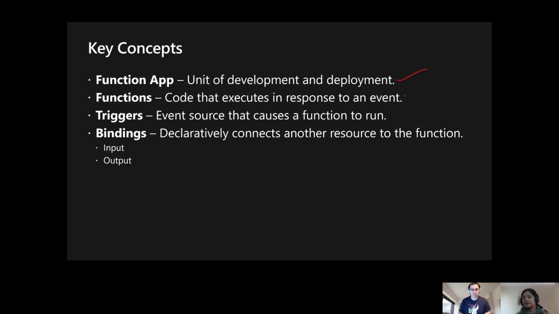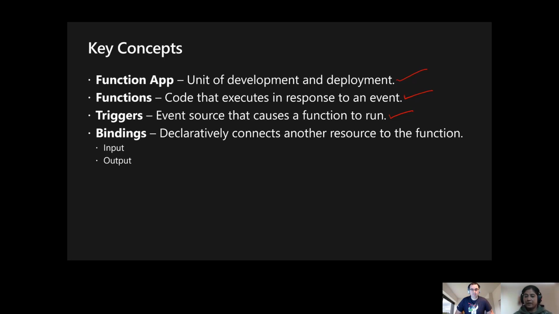Then inside the function app, you have these multiple functions. This is where your code is running in response to some kind of event. So these functions respond to some kind of an event, and they have a trigger. Okay. So a function has a trigger which causes the function to execute. Now a function must have exactly one trigger. And triggers can have associated data, which is often provided as a payload to your function.